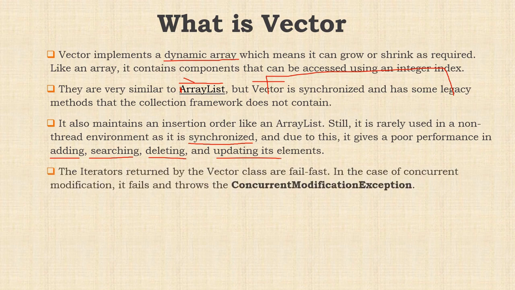And the iterators returned by the Vector class are fail-fast. If you use the Vector class with an iterator, it will be fail-fast. In the case of concurrent modification, it throws a ConcurrentModificationException. So if you add, modify, or delete something in your Vector while iterating, you will get a ConcurrentModificationException, same as ArrayList. This is common between ArrayList and Vector.